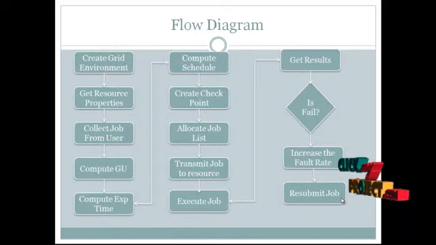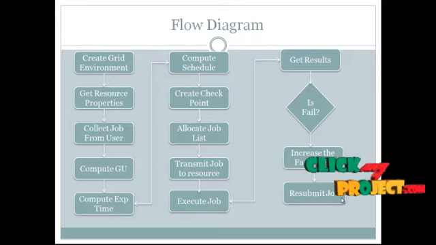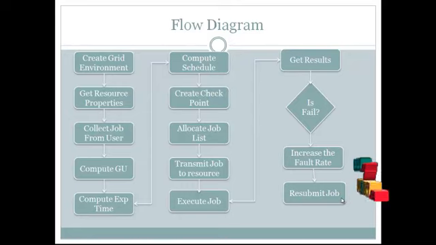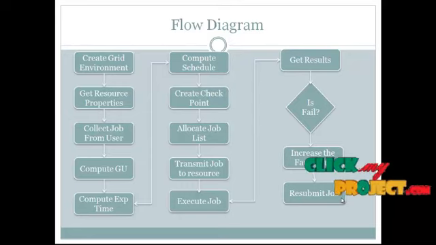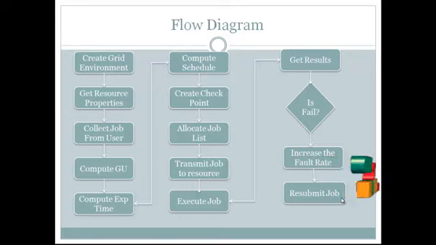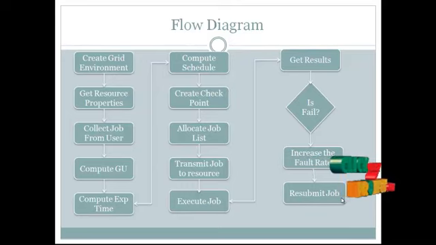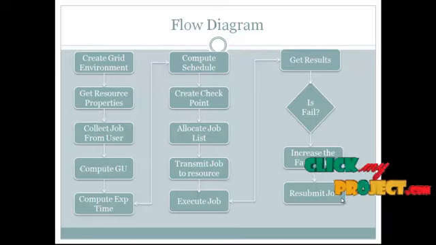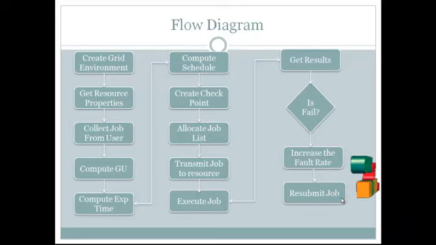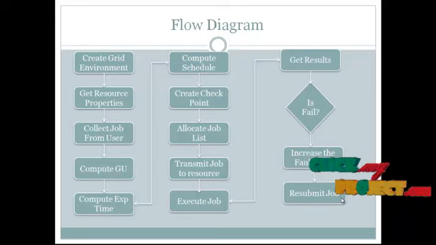For this, first we need to create the grid environment. After creating this grid environment, we have to create the set of resources and the set of grid information servers for the execution process. After that, we have to collect the jobs from users and submit these jobs to the grid resource scheduler. Before that, the grid resource scheduler will compute each grid resource's grid utilization factor and compute the initial failure ratio. After this, it has to compute the expected time for all resources for a single job, and select the minimum expected time for executing the job.